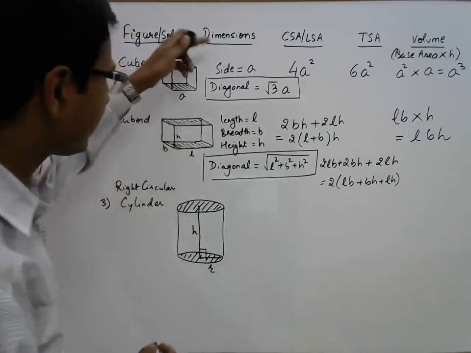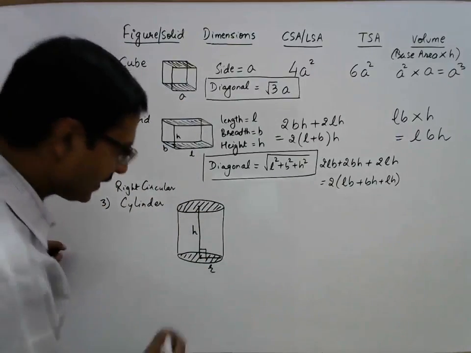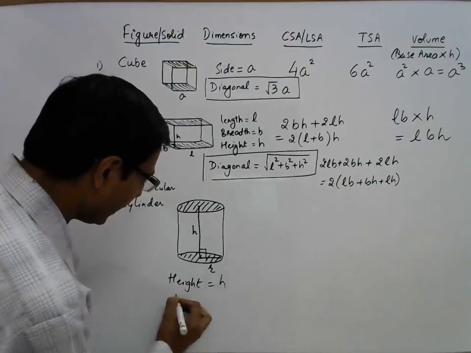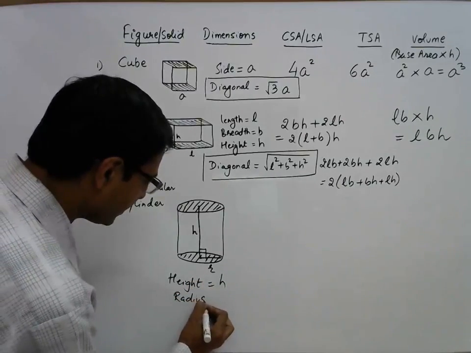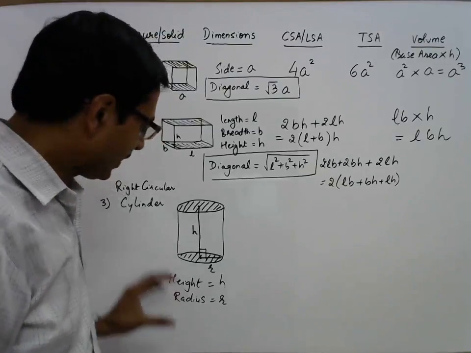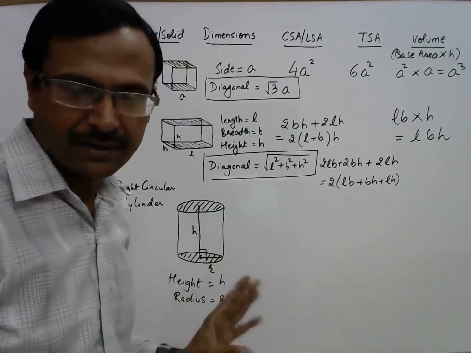So what are the dimensions of this figure? The dimensions of this figure are its height, which is h, and its radius, which is r. So h and r, these are the two dimensions of this right circular cylinder.